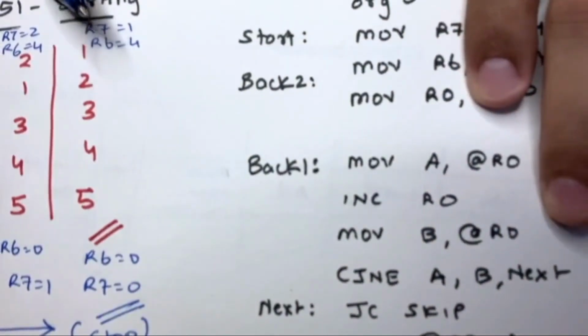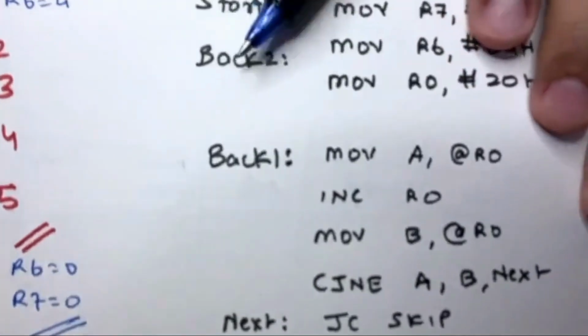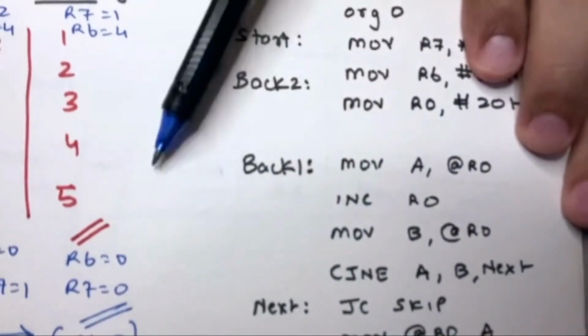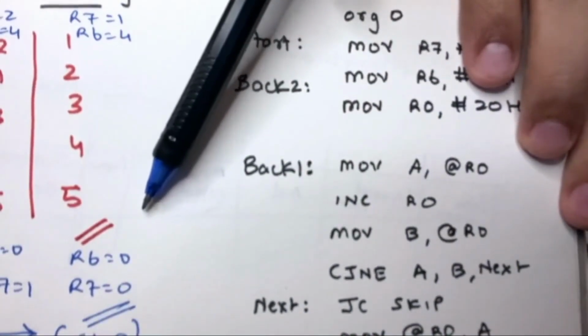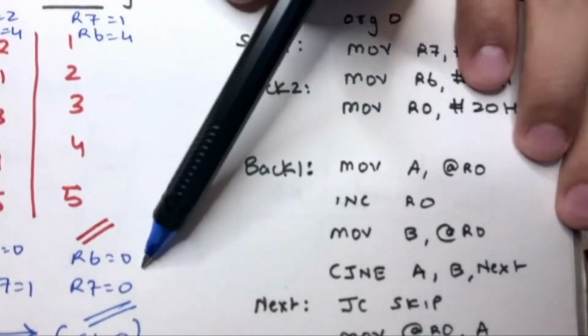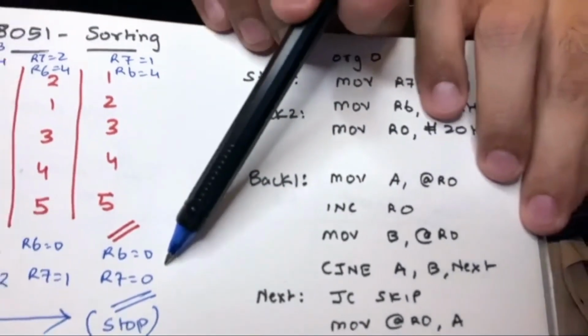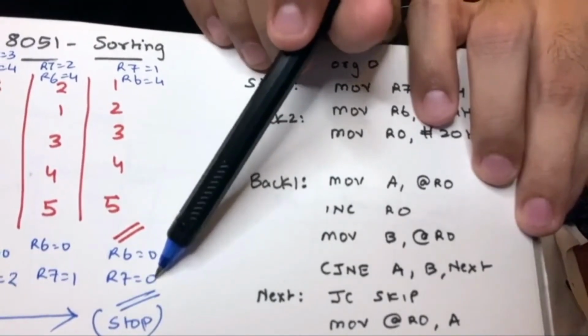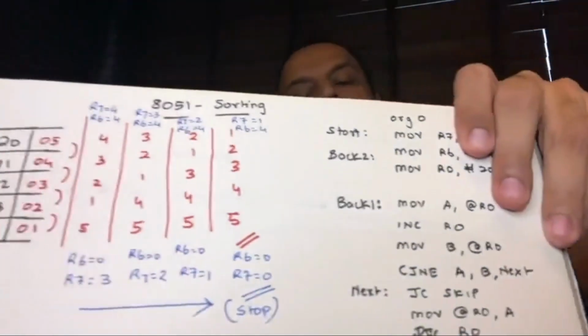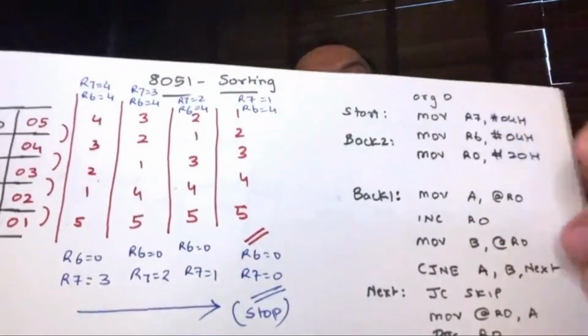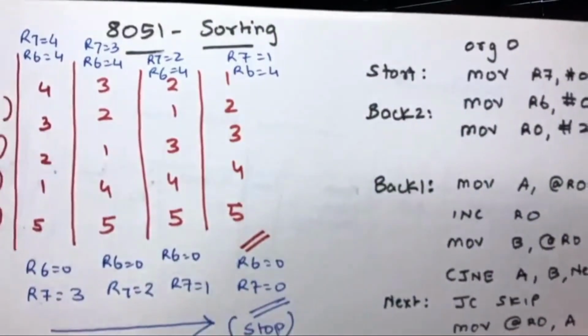Go back. Reinitialize R6. Do your 4 iterations. When your 4 iterations are over, R6 will become 0. R7 will also become 0. Inner loop as well as outer loop count both will become 0. And your program will stop. That's when you got your final result. Are you clear? Come on, don't be scared.